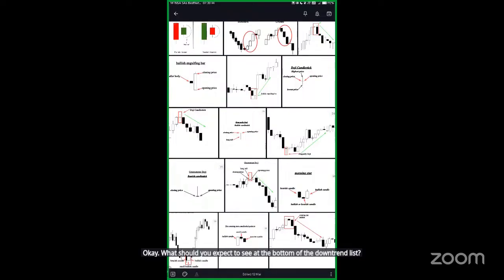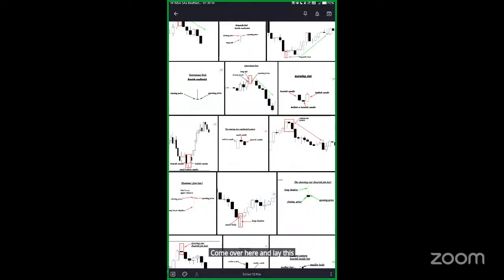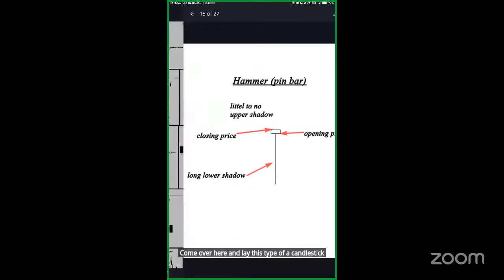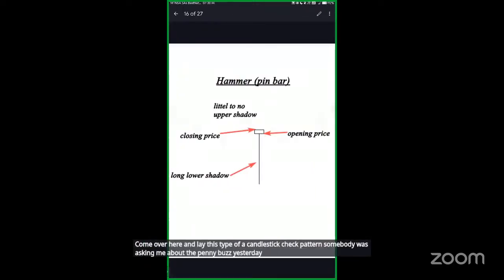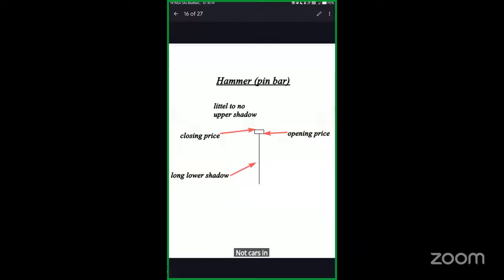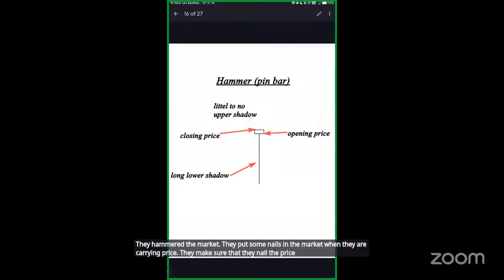Let's come over here and learn this type of candlestick chart pattern. Somebody was asking me about the pin bars yesterday. Yes, we've got hammers, not cars, but hammers in the form of candles. They hammer the market. They put some nails in the market when they are carrying price. They make sure that they nail the price. So the hammer is one of the candlestick chart patterns that you might find in the market.